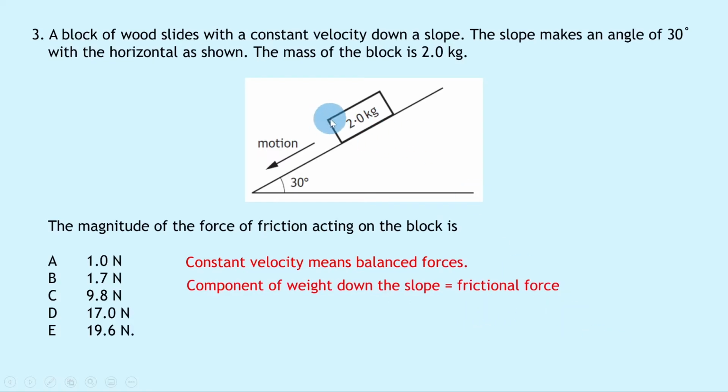So remember the expression for component of weight down the slope is given by W equals mg sine theta. So we can sub in our numbers now to get 2.0 for the mass times 9.8 for the gravitational field strength on Earth times sine of 30 for the angle. And then putting that into your calculator should give you an answer of 9.8 newtons, which is the answer C.